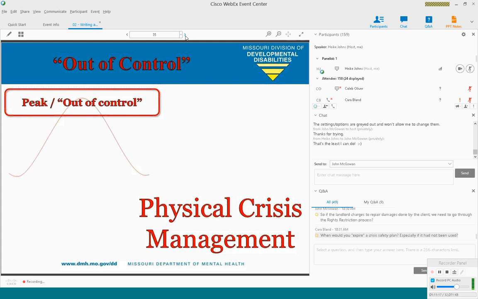So do we have questions at this point about the elements that go into a safety crisis plan, or specific parts like the escalation phase and physical crisis management? What do you guys have questions about?